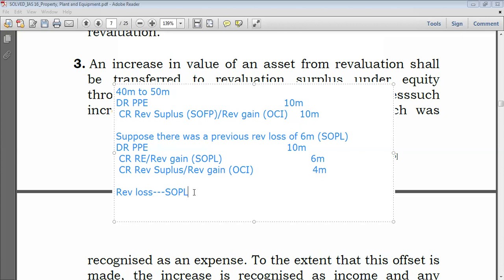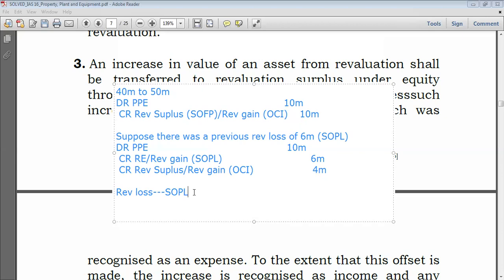So when speaking of revaluation loss, generally it goes to statement of profit or loss. But if it is reversing the previous revaluation gain, you will have to take it to other comprehensive income.